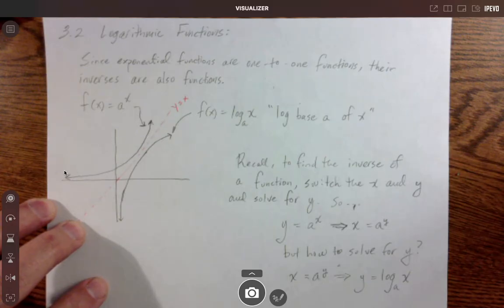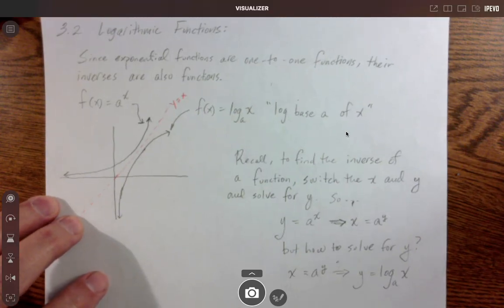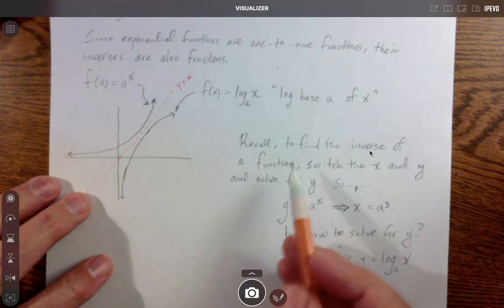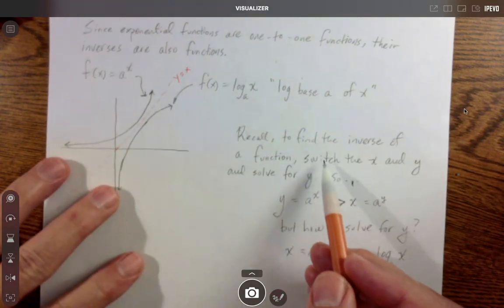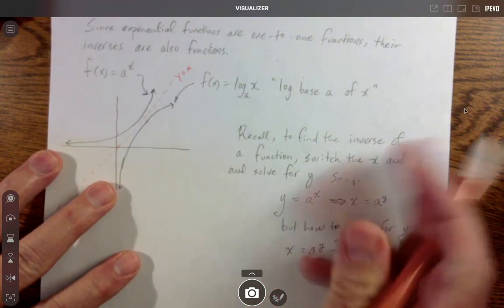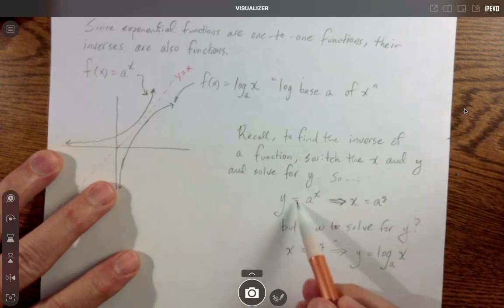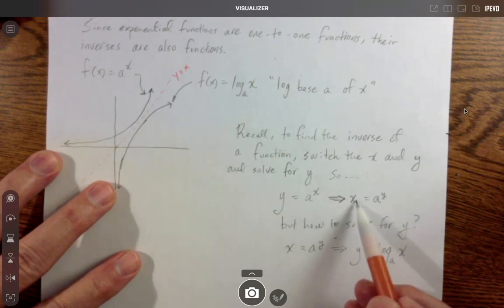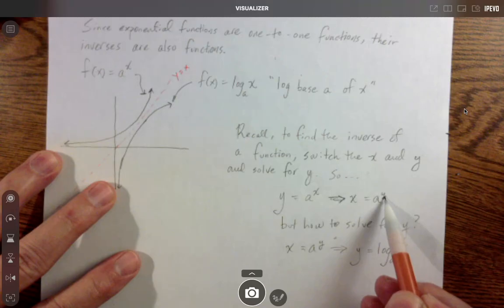They are inverses of exponential functions. If you remember back in chapter 1, I think it might have been chapter 1.8, we were talking about finding the inverse of a function. To find the inverse of a function, you switch the x and the y and solve for y. So if you have y equals a to the x, you would switch the x and the y. The problem becomes, how do you solve for y when it's in the exponent?